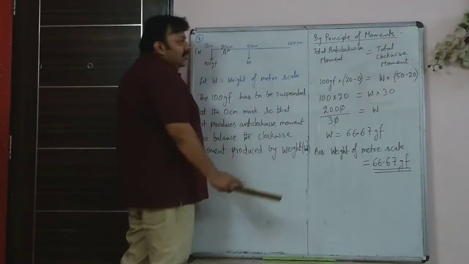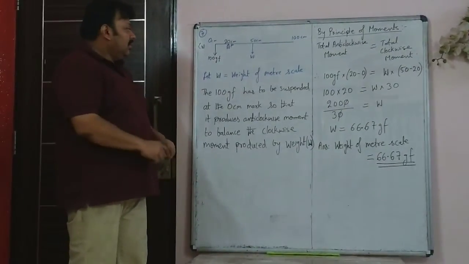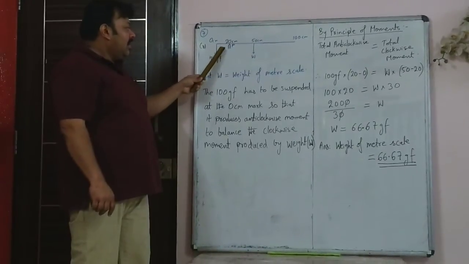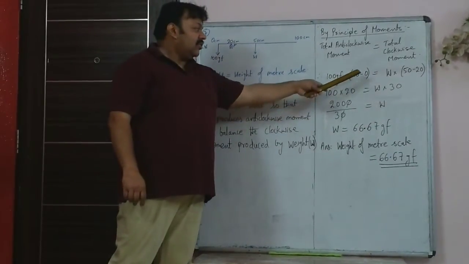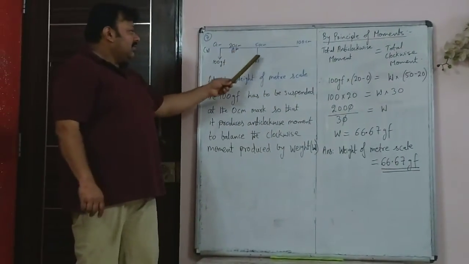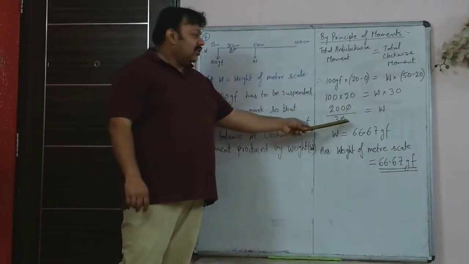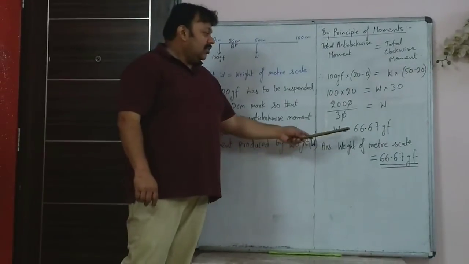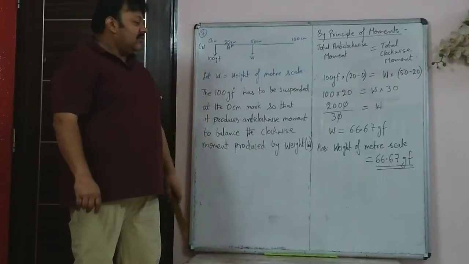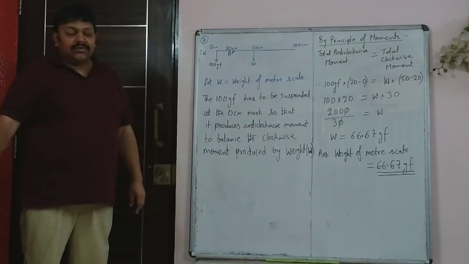By the principle of moments, the total anti-clockwise moment is equal to the total clockwise moment. So 100 into the distance from the fulcrum or the support, 100 GF into 20 centimeter, is equal to W into this distance, that is 50 minus 20, that is 30. 2000 upon 30 is W. So W is 66.67 GF. That will be the weight of the meter scale. Weight of the meter scale is 66.67 GF.